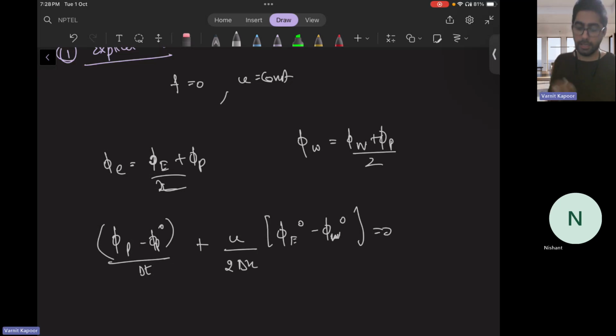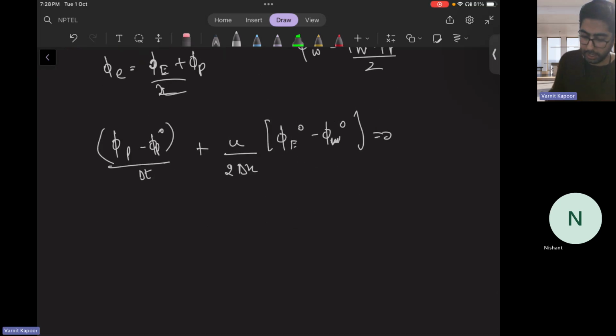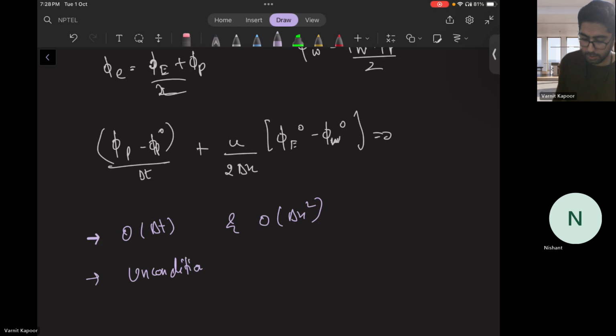The truncation error will come out to be of order of delta t in time and delta x square, second order, in space. So I'll write just the points: order of delta t and order of delta x square. For one-level stability analysis, that will give an unconditionally unstable result, by von Neumann stability analysis.